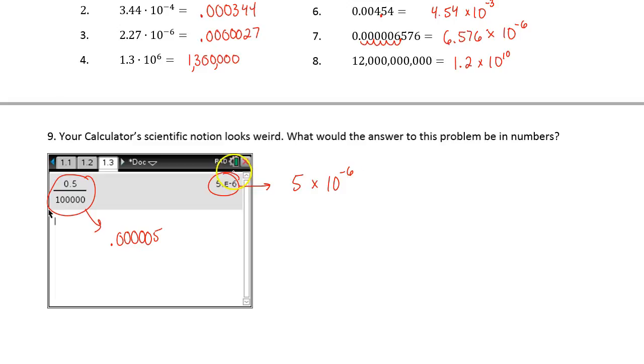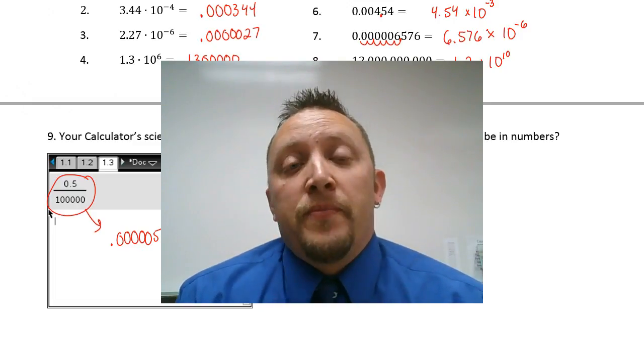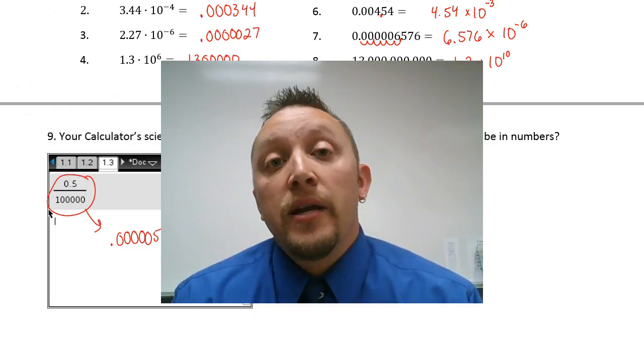So if you see an answer like this come up on your calculator, please do not write it like that. Don't think that the e means that there's an error. It means that it's an exponent of negative 6. So 5 times 10 to the negative 6th. Well, there you have it. This is our lesson on negative exponents.